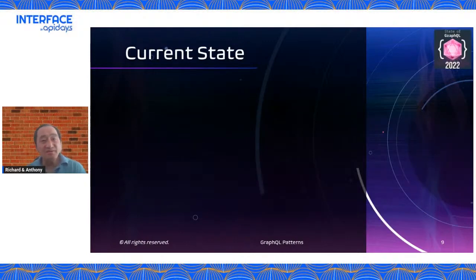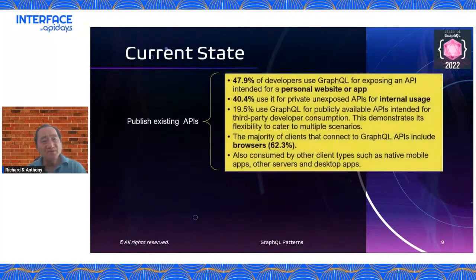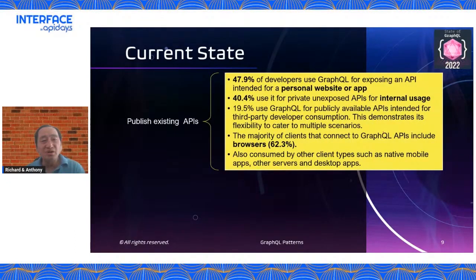Now let's take a look at the current state of the art. This is the literary extract from the State of GraphQL report published last year. So one thing is the usage. You can see almost half of the developers are using GraphQL to expose some APIs for personal websites or applications. 40% of them are using GraphQL for internal usage. Then in terms of client, 62% are from the browser.